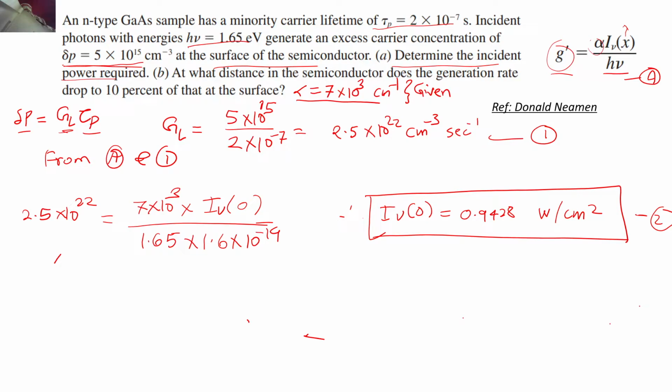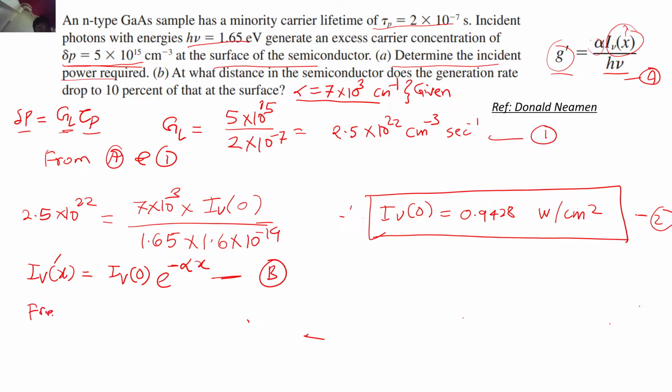Now there is one more part. What they are asking is: at what distance in the semiconductor does the generation rate drop to 10% of that at the surface? First of all we have to know why the generation rate will drop. If you look at equation A, this Iν(x), what is the formula for Iν(x)? Iν(x) is Iν(0) times e to the power minus alpha x, where alpha is the absorption coefficient. Let me call this B.